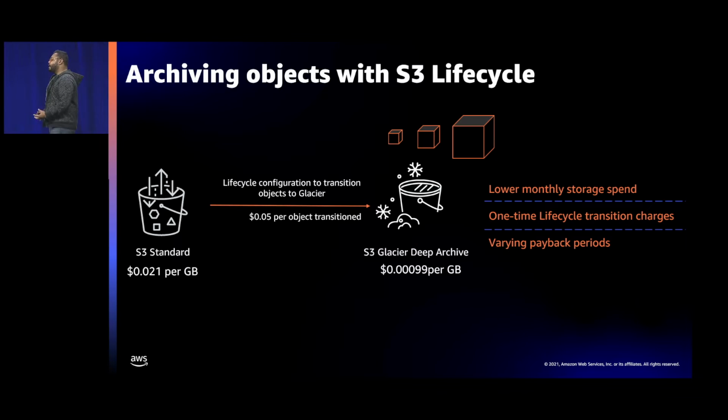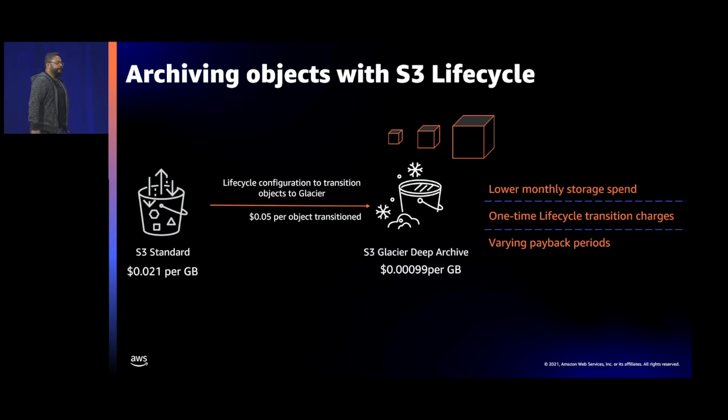So when we think about archiving storage, these are the two costs that you should think about. First one is the one-time lifecycle transition cost that you pay upfront, and second, by how much your monthly storage spend is reduced by moving these objects to Glacier Flexible or Glacier Deep Archive. Using these two costs, you can define your own payback period.